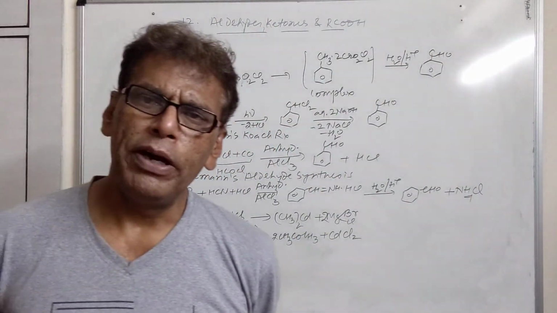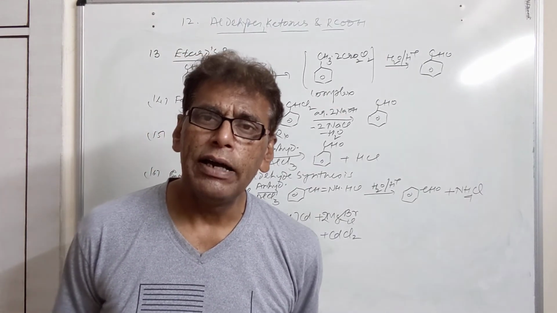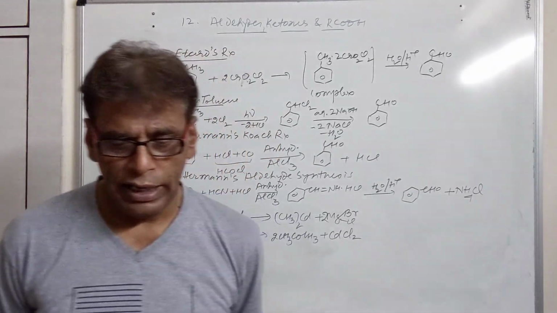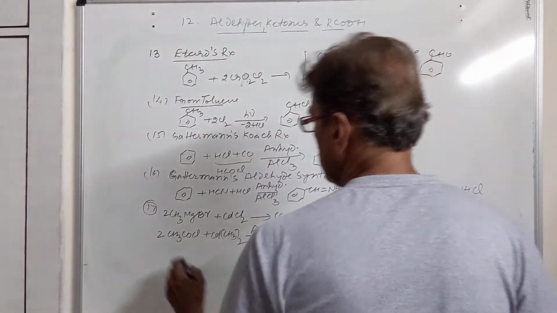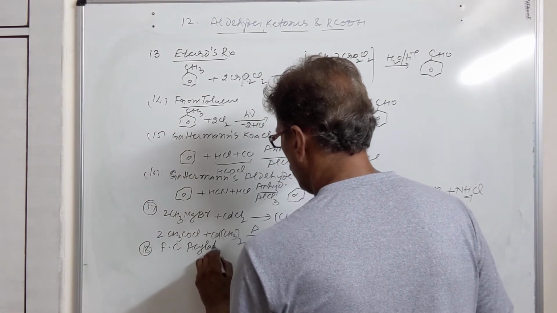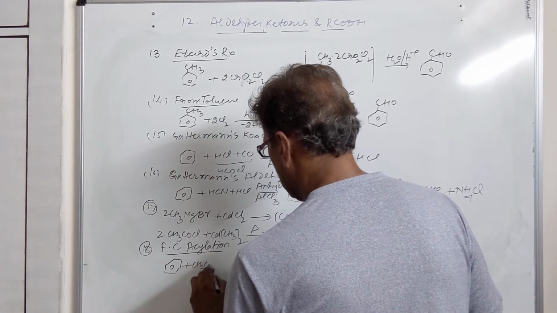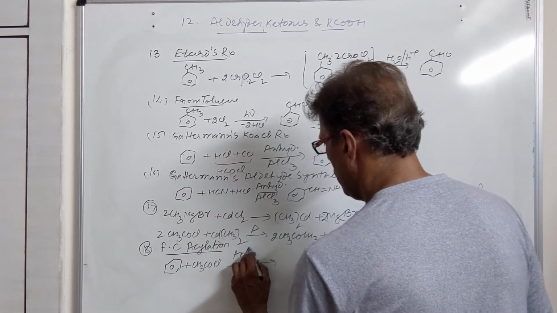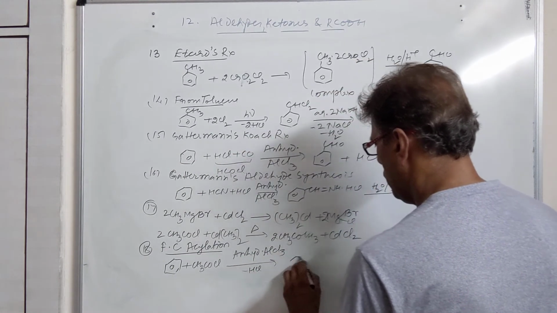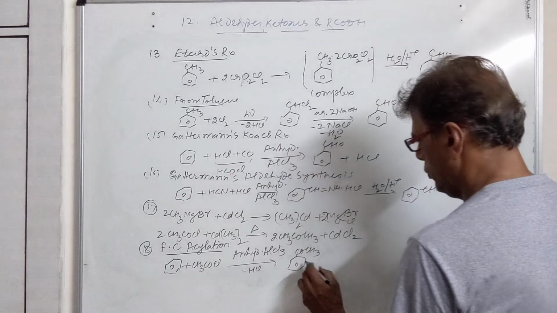And we can also prepare ketones from alkyl cyanide by adding Grignard reagent to it. We have done this preparation in alkyl halides. Then Friedel-Crafts acylation also produces acetophenone. Benzene treated with acetyl chloride in the presence of anhydrous AlCl3, with loss of HCl, we get acetophenone, C6H5COCH3.